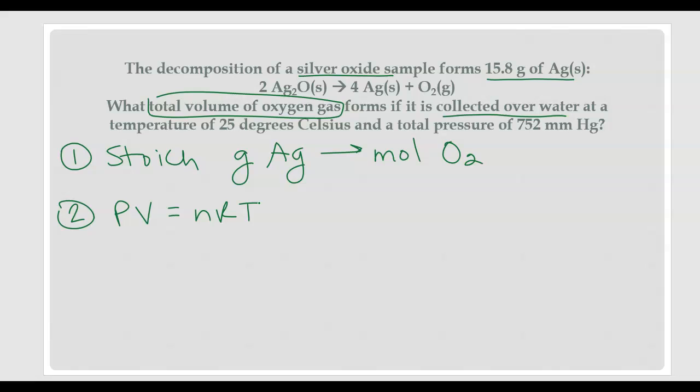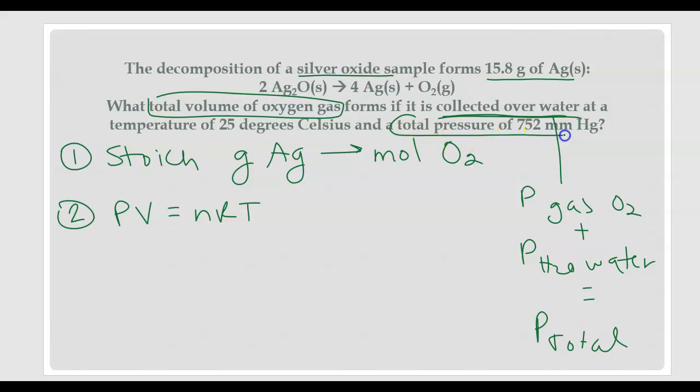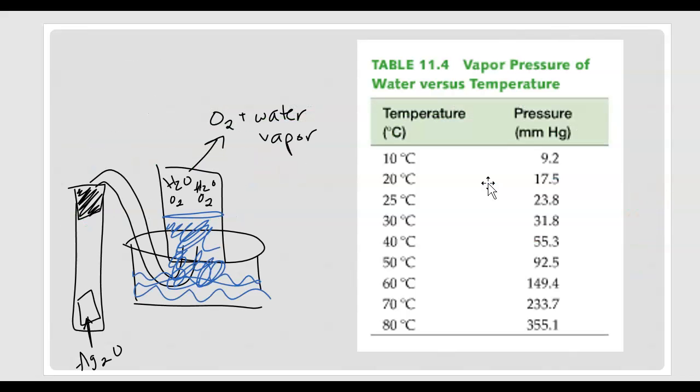Now, because we are collecting over water, the pressure of the gas, O2, plus the pressure of the water vapor is going to equal the total pressure, which is what we are given here with the 750. So this is the P total. Our goal is to calculate the pressure of the gas. And this is what this looks like. We have silver oxide, it's decomposing. We're collecting the gas in this tube, and it's going into this water solution. And then the gas is coming out here. So we have a combination of oxygen and water vapor, which will give us our pressure total.